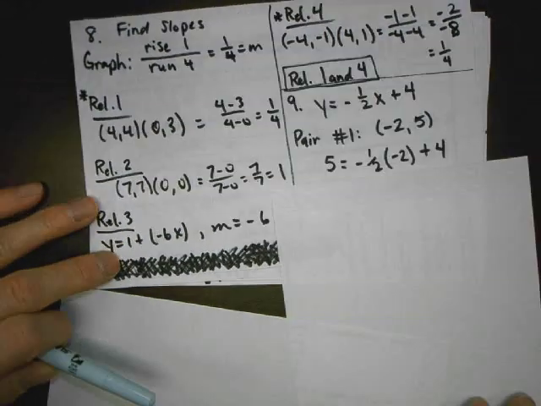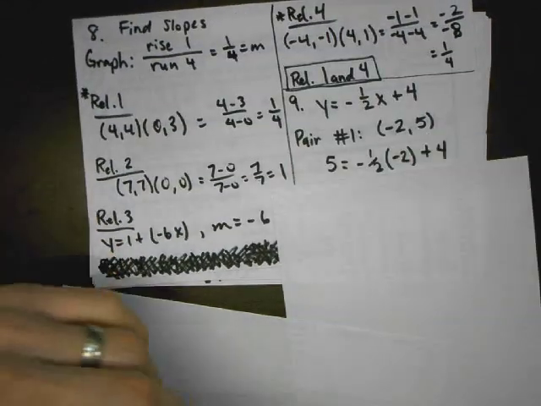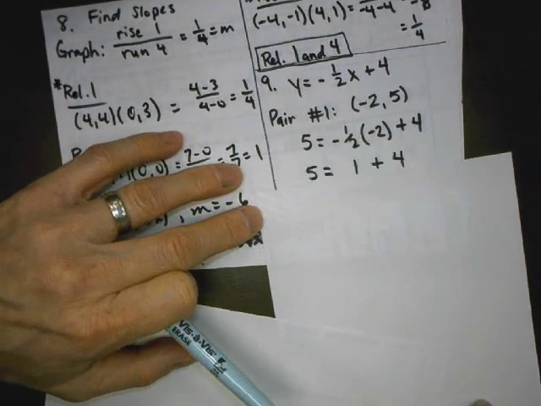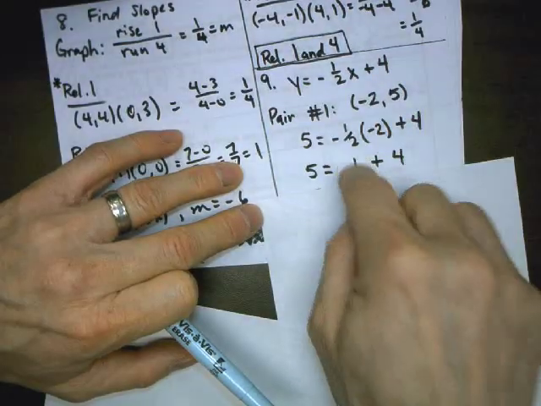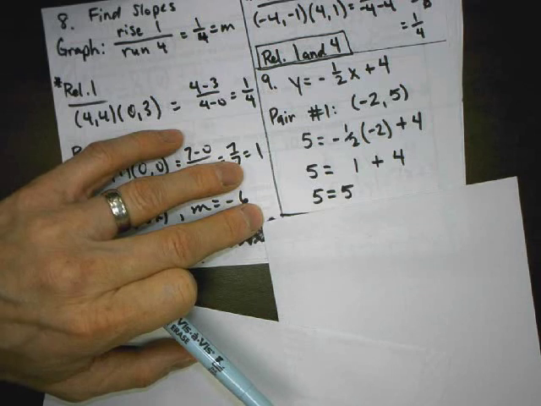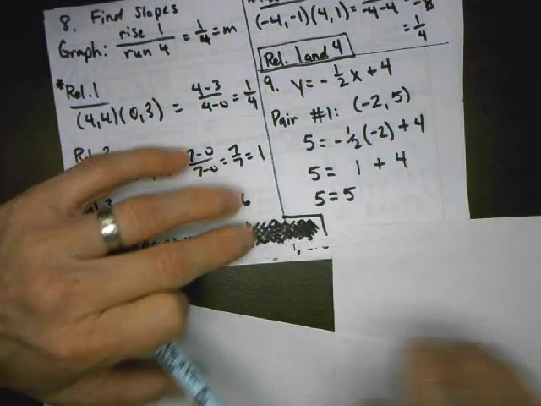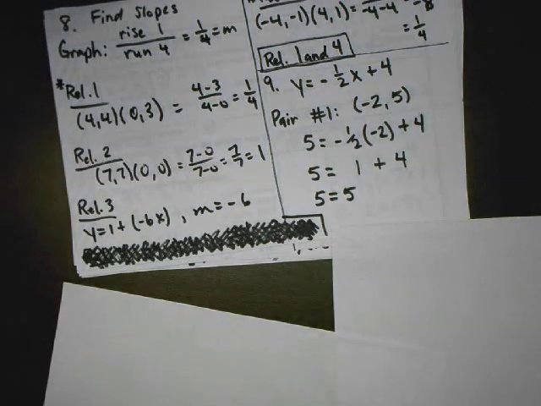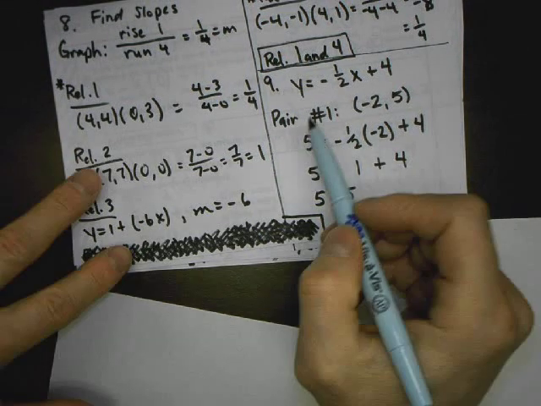Now when you multiply fractions, you make everything a fraction. Do your factor trees and cross out your ones. Negative 1/2 times negative 2 is positive 1. And 1 plus 4 is 5. So pair 1 is a solution to that. Pair 1 works, okay, because it makes it true. 5 equals 5.